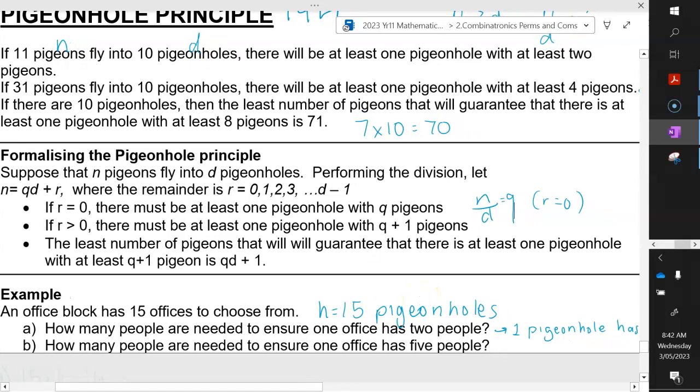The bottom part says the least number of pigeons that will guarantee that there is at least one pigeonhole with at least Q plus 1 pigeons is QD plus 1.